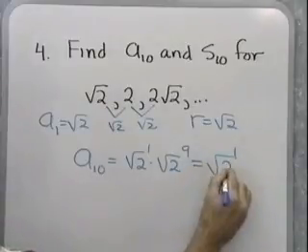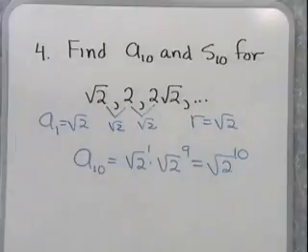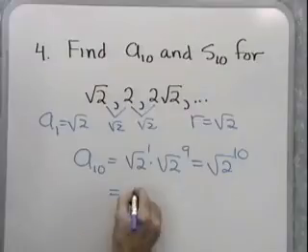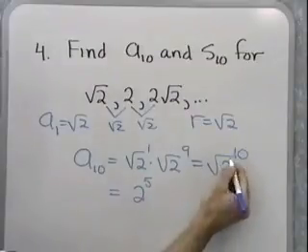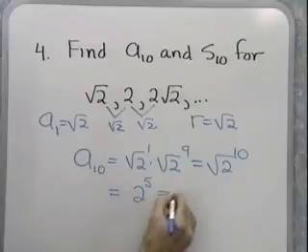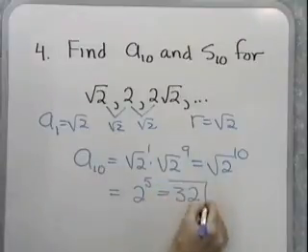It's square root 2 to the 10th power. Square root 2 is 2 to the 1/2. So 2 to the 1/2 to the 10th, I multiply exponents, I get 2 to the 5th, and so that comes out to be 32.